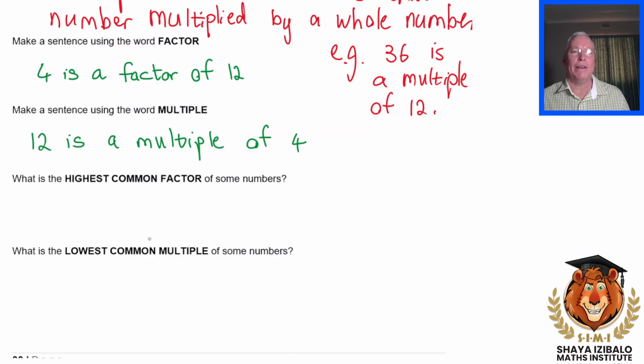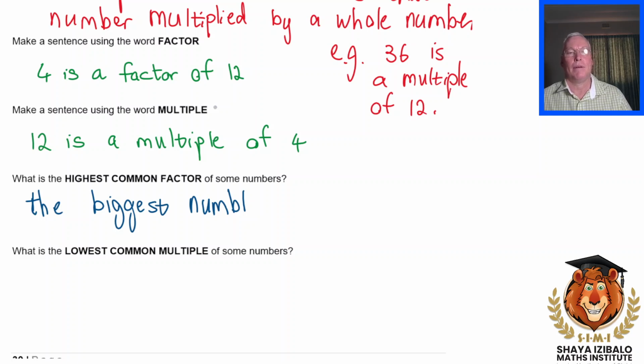Right. What's the highest common factor of some numbers? It's the biggest number. Let's write the word number. Sometimes we use NO to abbreviate number, but let's write it out. The biggest number that divides into all of them, sorry. It might not be 3 of them, however many there are of them. That divides into all of them.